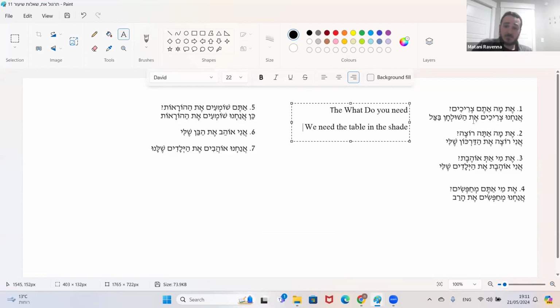So in this sense, we need the table in the shade. Let's say we're going to a restaurant. It's hot. Israel is sunny. It's usually hot, like Florida, less humid though. We want the table in the shade, please, waitress or hostess.